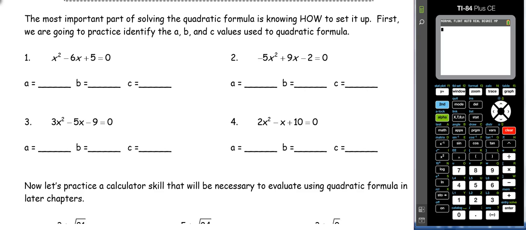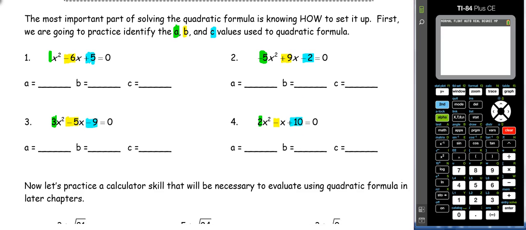The a value is always in front of your x squared term. So our a value is always in front of the x squared. The b value is always in front of the x with whatever sign it has. And the c value is always the number that is by itself with whatever sign it has.